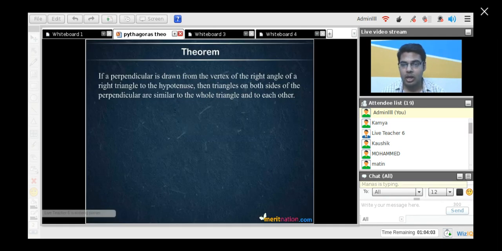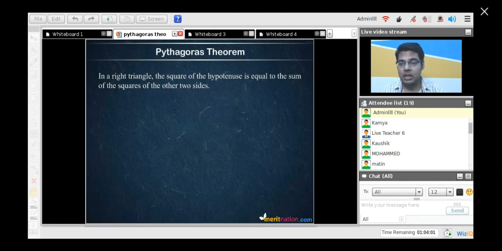Okay. Now let us try to read this theorem, that is the Pythagoras theorem. In a right triangle, the square of the hypotenuse is equal to the sum of the squares of the other two sides. So all of you please help me out to prove this theorem. And at the end of the class, if there is a little time left, then I will ask you one very interesting question which is out of mathematics. Let us see how many of you can answer that, right?